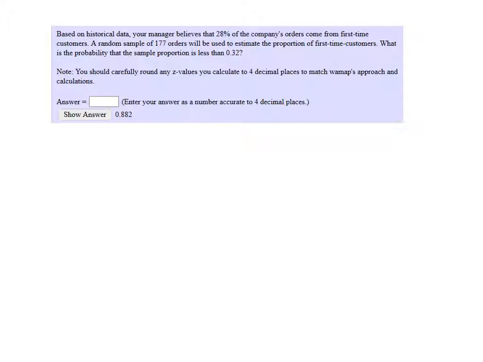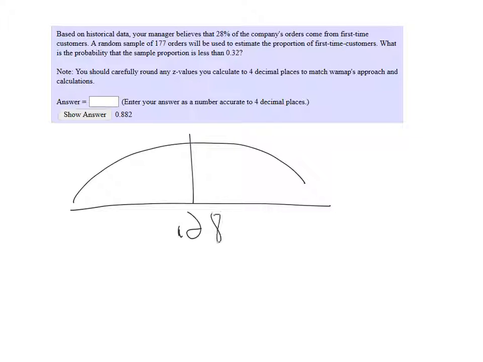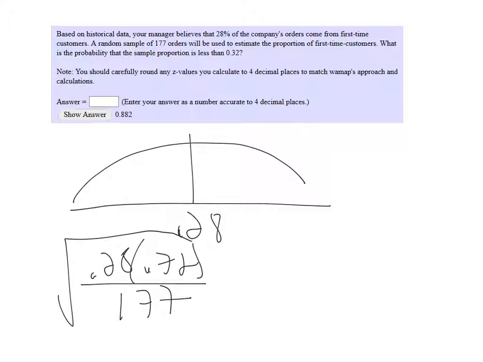So I've got the center of 0.28. The standard deviation is the square root of 0.28 times 1 minus 0.28, which is about 0.72, over the sample size of 177. The calculator is telling me this is about 0.0337. That's the standard deviation.